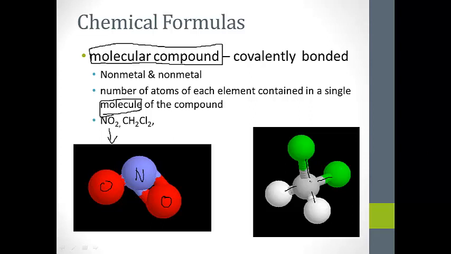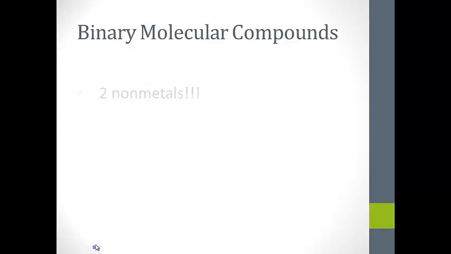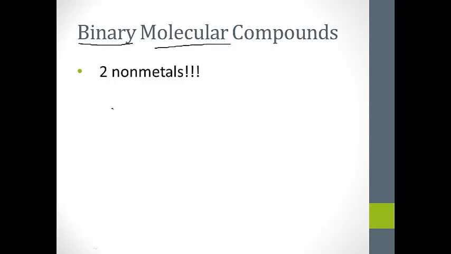This is a ball and stick model of nitrogen dioxide, where you've got a nitrogen and two oxygens, and then over here you have carbon, two hydrogens stuck to it, as well as two chlorines stuck to it. Okay, and we're going to learn how we would name those molecules here in just a minute.